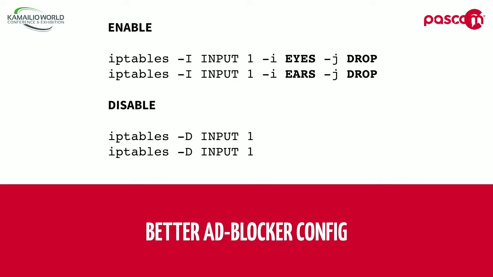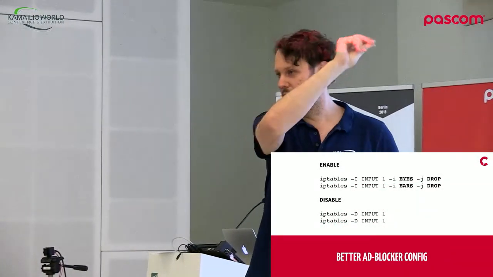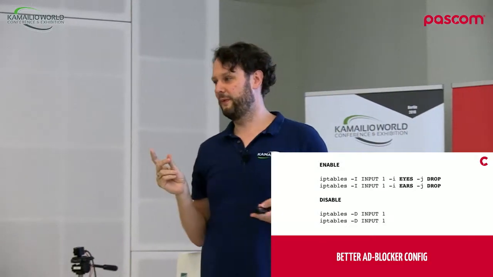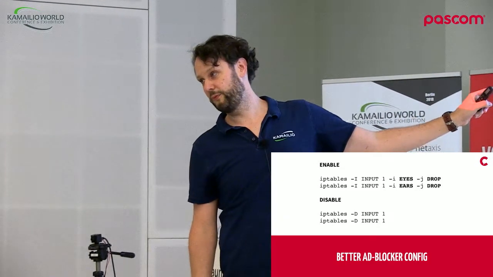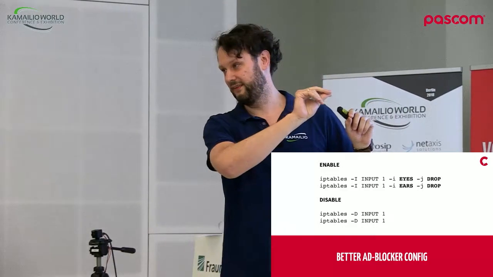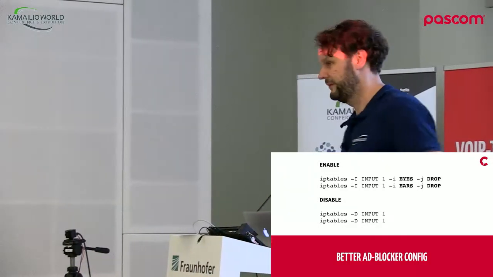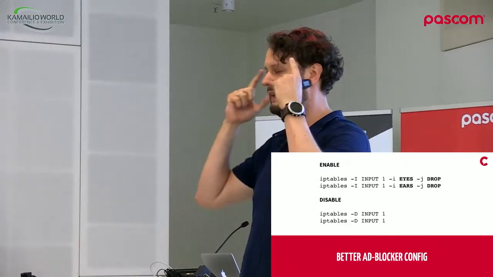So there is a better ad blocker. You can enable it, and you can disable it by putting a drop in the first line for your eyes, and then again for your ears. So on the first position. Then it's very tricky, because if you add it on the first position 2 times, you can also delete it from the first position, because 1, 2, and then you delete it again. And the order matters, really. So I can show you. I enable these 2 rules. So first the eyes, then the ears.